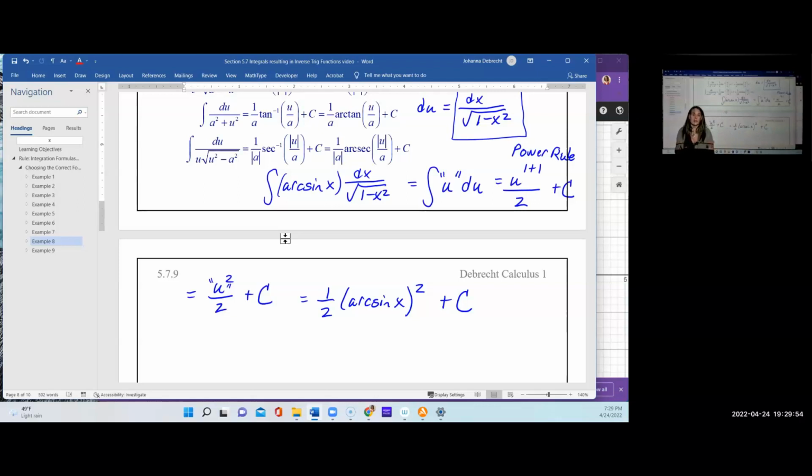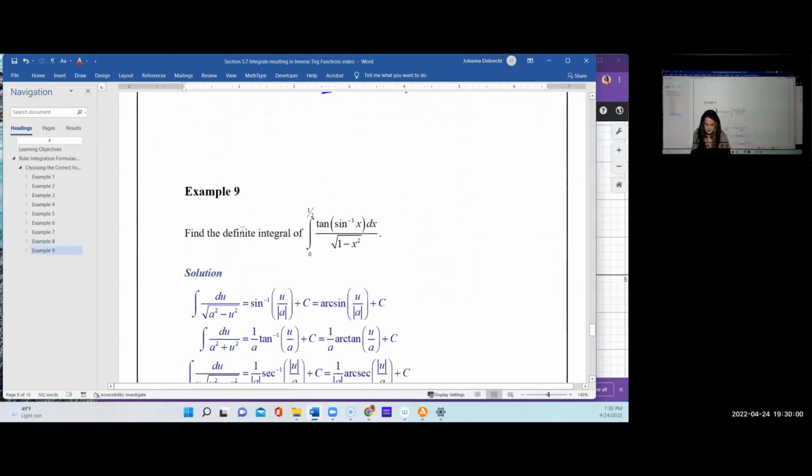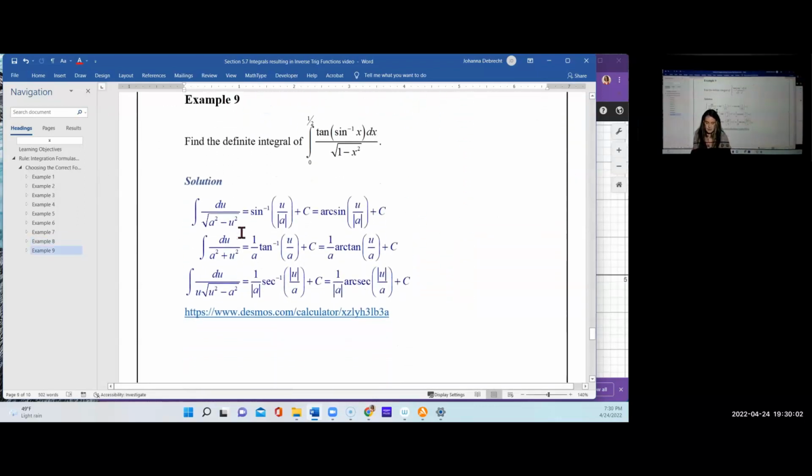Let's take a look at one more final example. Let's take a look now at example 9. In example 9, you can see that we do have a radical with a difference in the denominator, which tends to suggest an antiderivative involving arcsine or arcsecant.